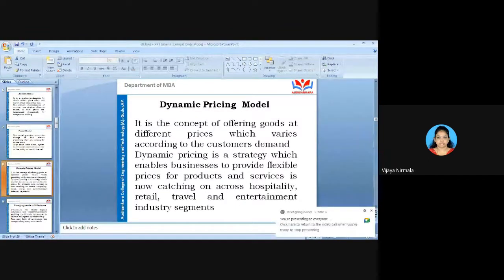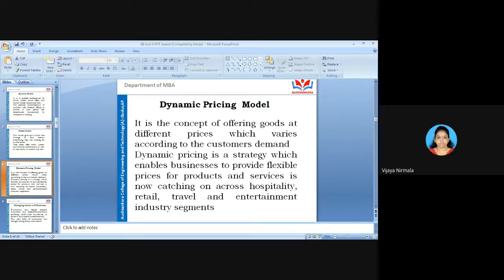This model allows the customers to pull up a variety of merchants and find a desired product or service at the lowest price. That is, they pull up various merchants and identify which merchant is giving the product at a low cost. So the comparison pricing model is there in this dynamic pricing model.